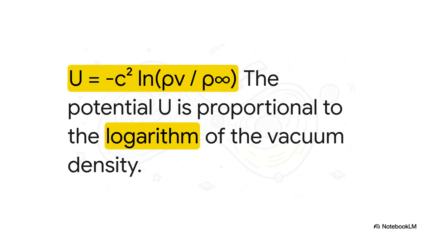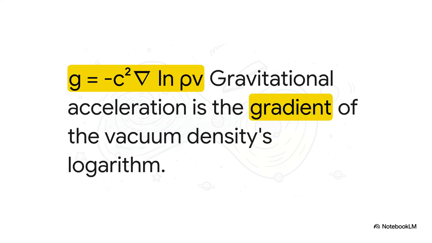The potential, U, is proportional to the natural log of the vacuum density. This deep connection basically comes from the way the vacuum medium itself responds when matter is present, which effectively changes the local fabric of space. And this brings us to the hero equation of this entire derivation.